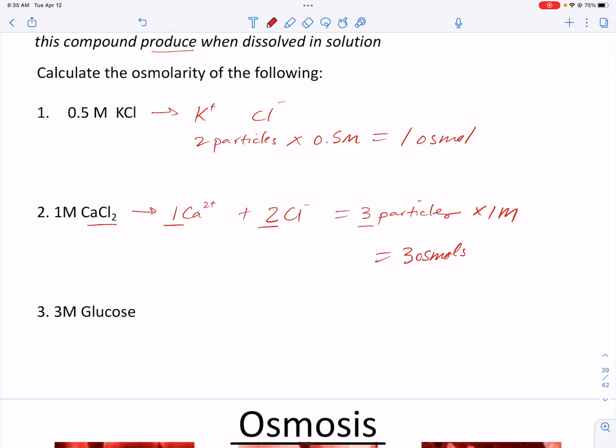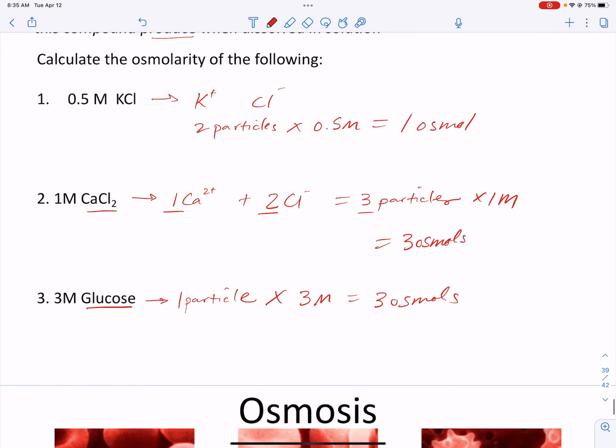Okay, can you do the last one ahead of me? Maybe pause the video and tell me what the osmolarity of a 3 molar glucose solution would be. This is just going to give me 1 particle, right? Glucose is the particle. So obviously then times your molarity is just 3 osmoles. Because glucose is one of those biological molecules that does not break apart or dissociate into ions.